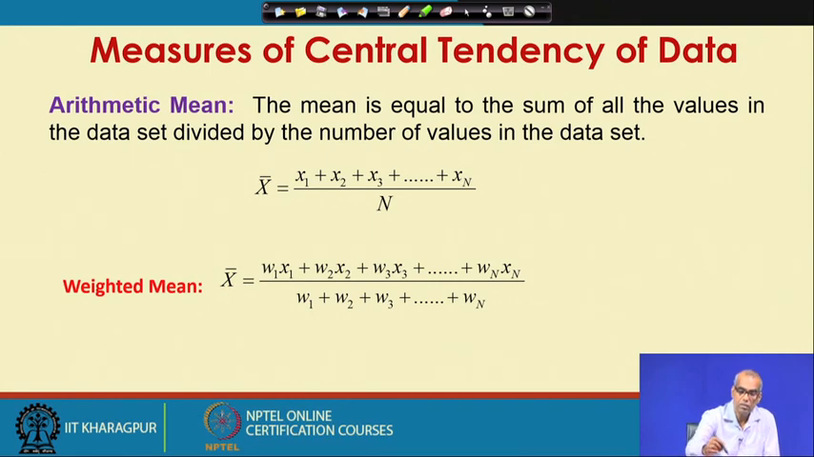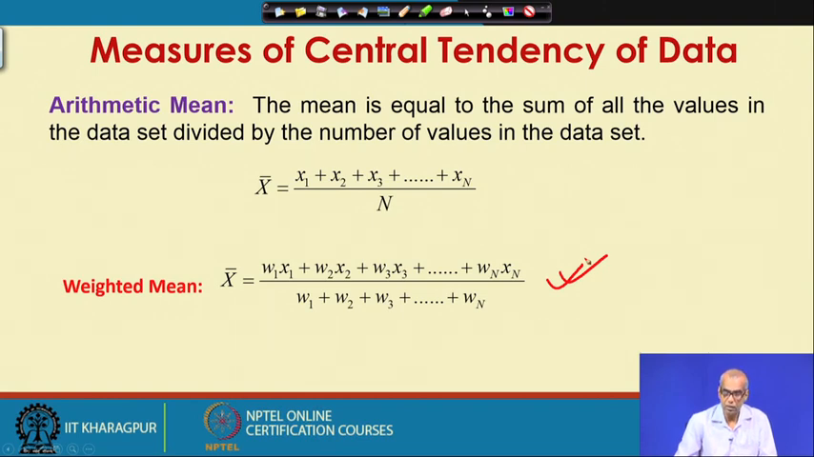Weighted mean is defined as this. We give certain weightage to each observation, and let us consider those weights are W1, W2, W3, up to Wn. So, W1 is the weight associated with observation x1, W2 is the weight associated with observation x2, and so on and so forth.